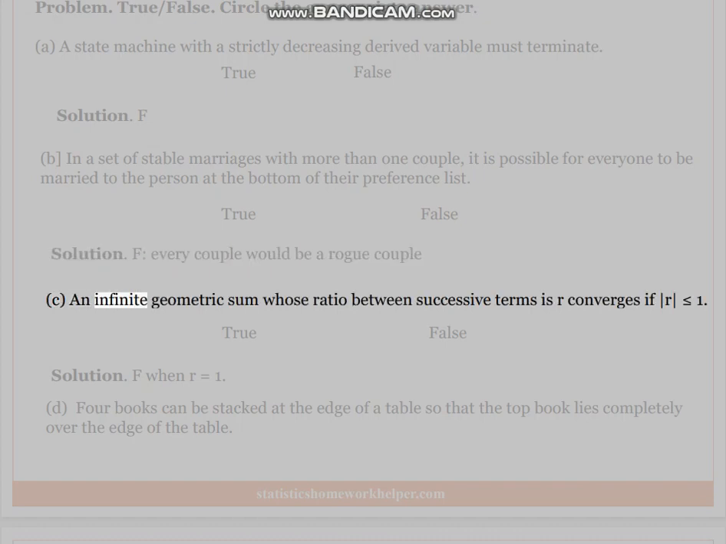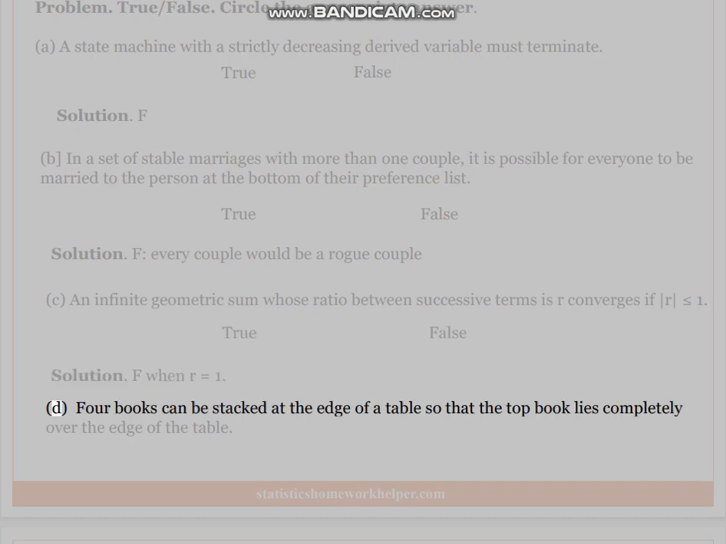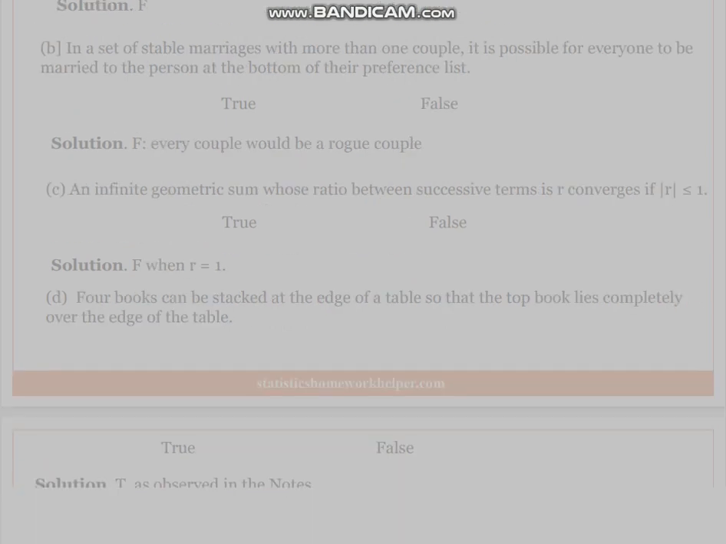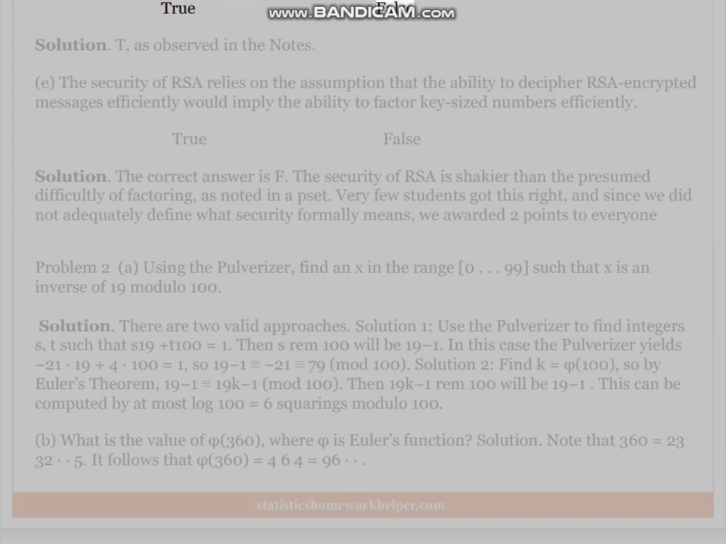C. An infinite geometric sum whose ratio between successive terms is R converges if R is less than or equal to 1. Solution: False, when R equals 1. D. 4 books can be stacked at the edge of a table so that the top book lies completely over the edge of the table. Solution: True, as observed in the notes.